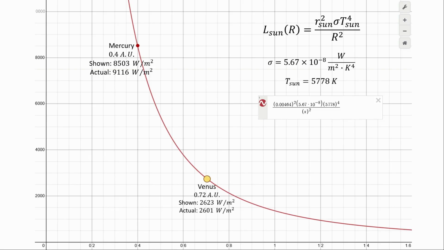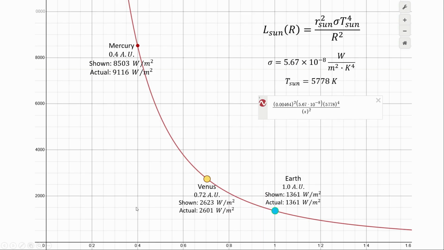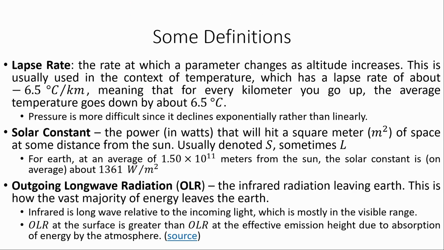Then for Venus, that shows up right here. So again, this is slightly off from what it actually is, but it's about 2601 watts per square meter. Then for Earth, which is at 1 astronomical unit, that's the units on our x-axis here, that shows up at 1361 watts per square meter. Then Mars, which is at about 1.5 astronomical units, has a solar constant that's in the ballpark of 600 watts per square meter.